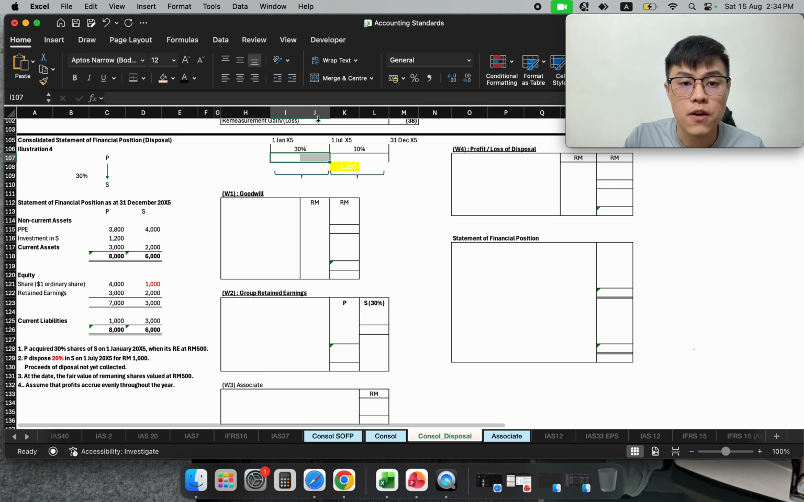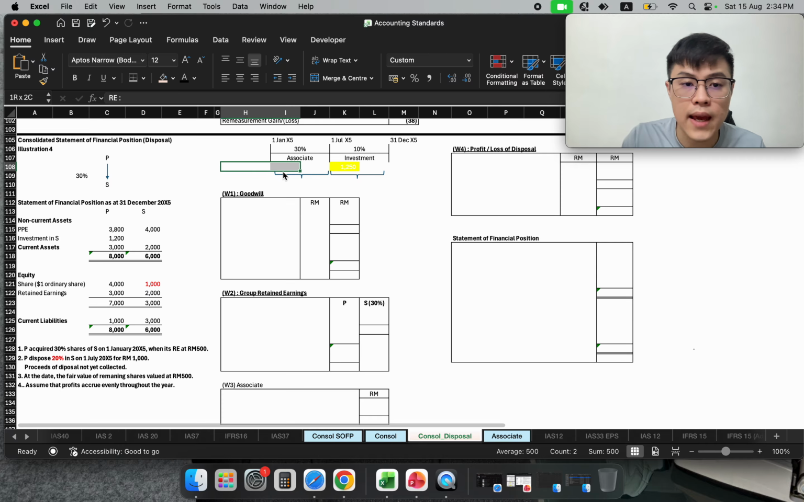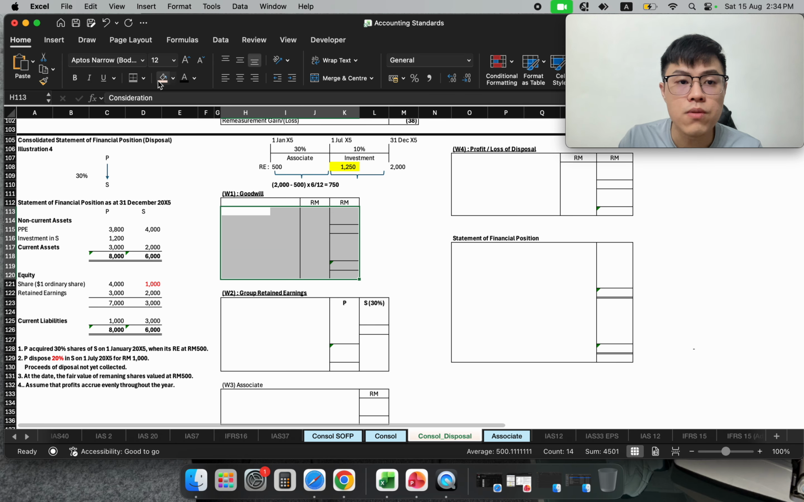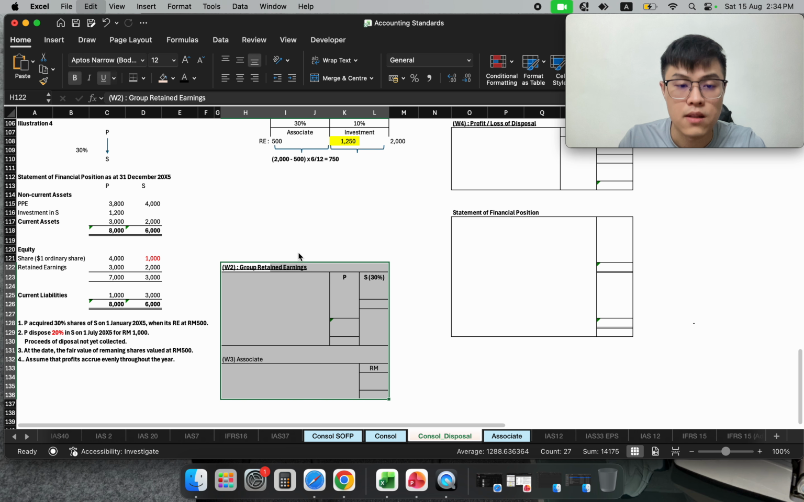So from our associate to IFRS 9 investment. And again, at the beginning, 500 share of profit because the ending is 2,000. So 750 plus 500, you will get the amount of 1250. And let's start with the goodwill. Sorry, there is not going to be any goodwill because this is your associate.